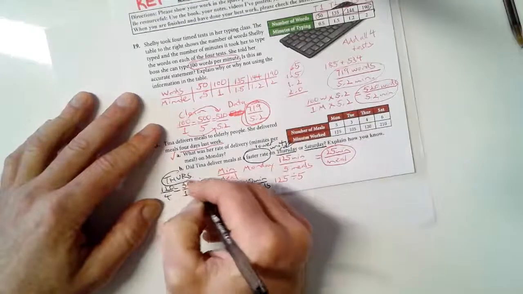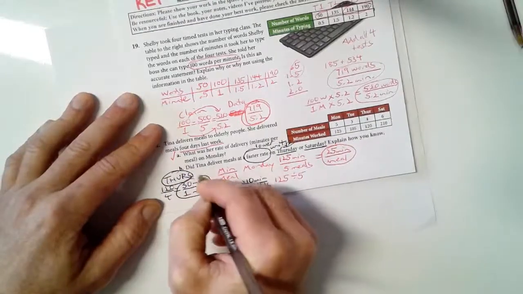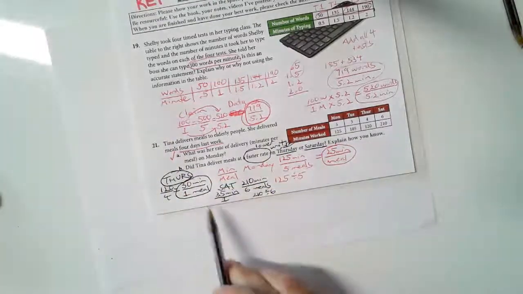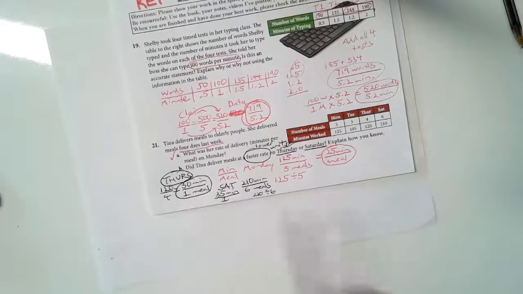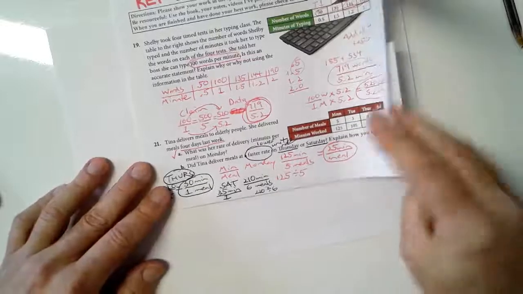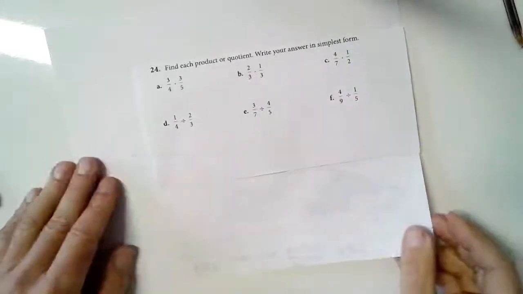So Thursday, she went faster. She got a meal in 30 minutes versus a meal in 35 minutes. So there's that part.